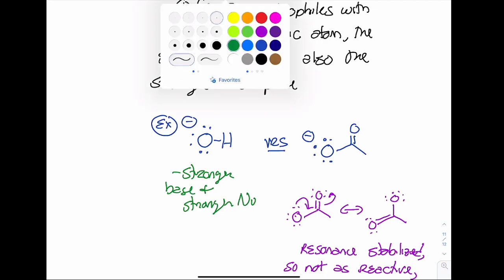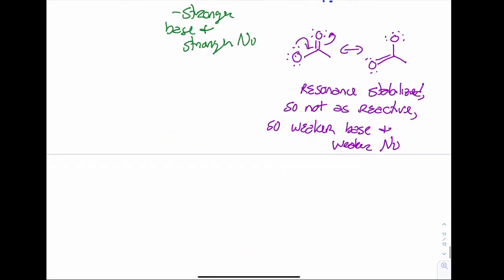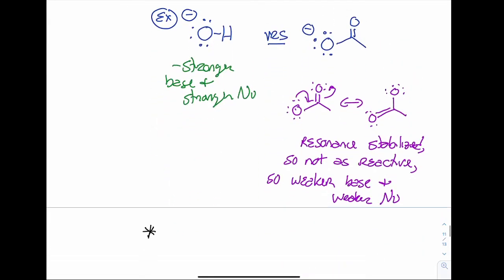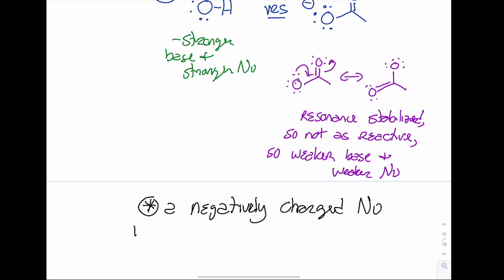Our second situation, and again, we're still talking about when nucleophilicity and basicity parallel each other. They're the same. So a negatively charged nucleophile is stronger than its conjugate acid. A base is a better base than its conjugate acid. So in this case, they're still going to parallel each other. A negatively charged nucleophile is stronger than its conjugate acid.